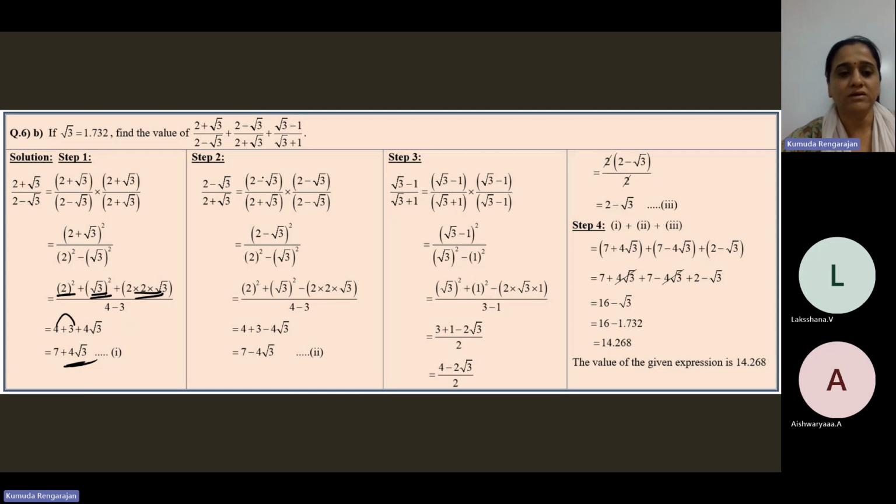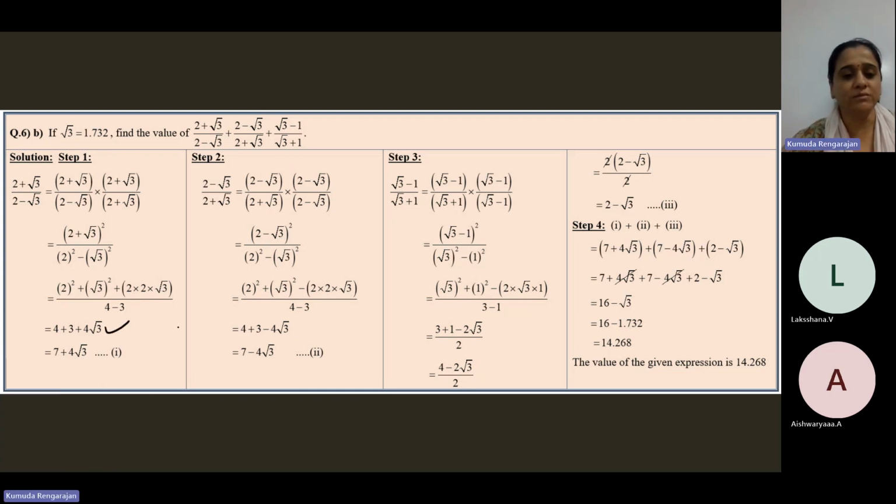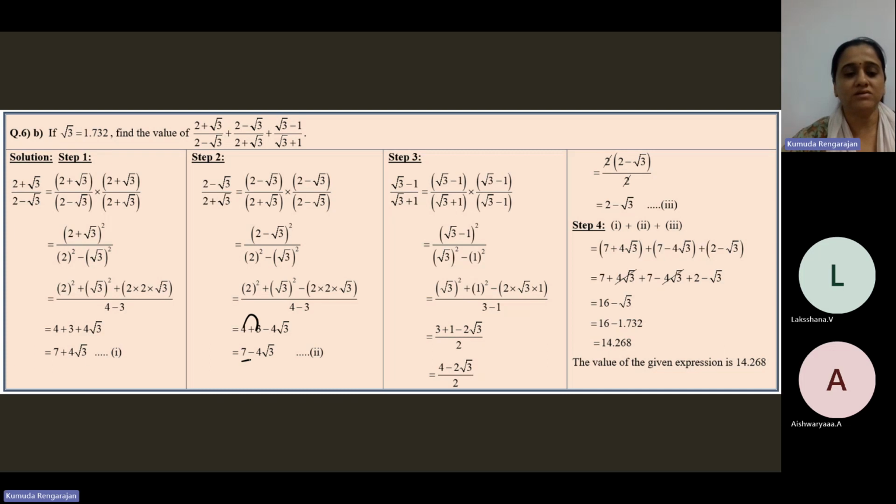So here it will be 2 minus root 3 the whole square by root 2 the whole square minus root 3 the whole square. The difference is, here it was a square plus b square plus 2ab, here it will be a square plus b square minus 2ab, because a minus b the whole square divided by 4 minus 3. We will get the same terms, but minus 4 root 3 here. 4 plus 3, 7. 7 minus 4 root 3.